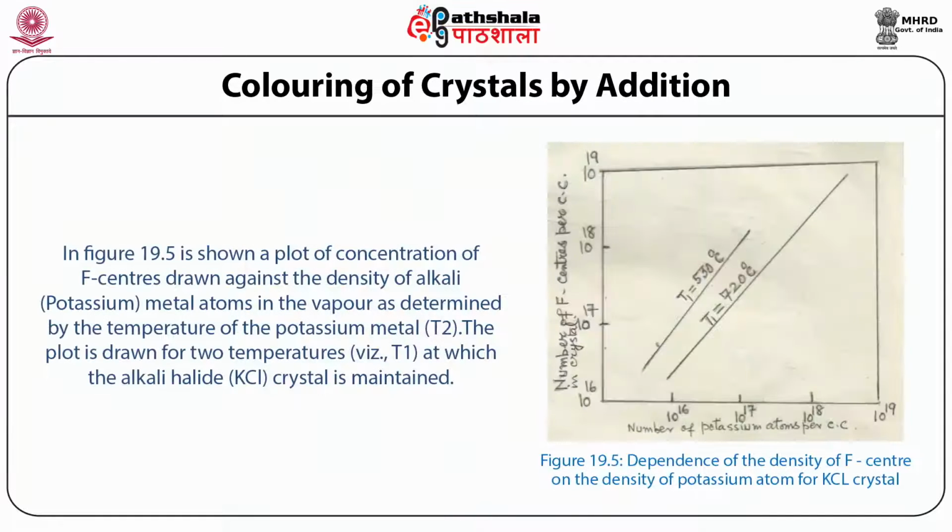In figure 19.5 is shown a plot of concentration of F centers drawn against the density of alkali, that is potassium, metal atoms in the vapor as determined by the temperature of the potassium metal, shown as T subscript 2. The plot is drawn for two temperatures, namely T subscript 1, at which the alkali halide, that is the KCl crystal, is maintained.